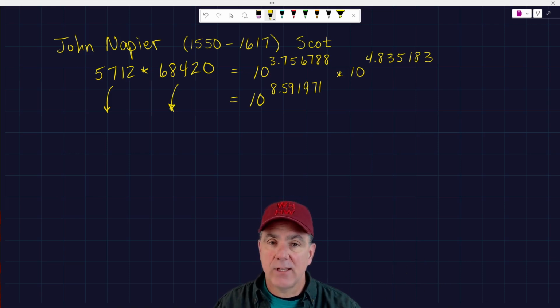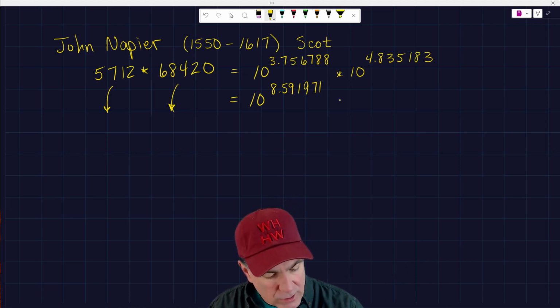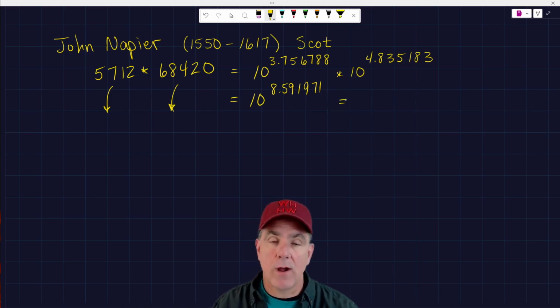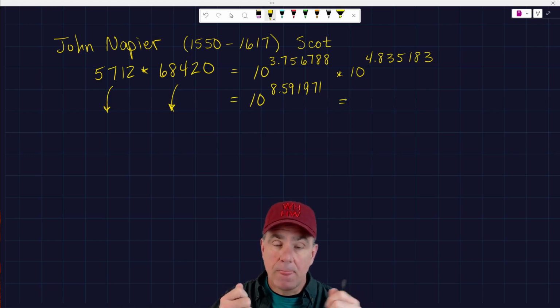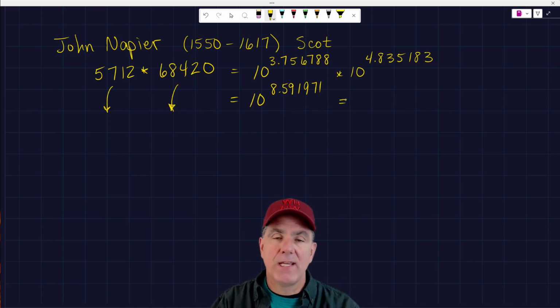So before we had calculators, this is how we were able to do large multiplication problems. The slide rules that perhaps your grandparents or parents talk about when they were doing mathematics, it's all based upon this idea of logarithms. They did multiplication by adding exponents together.